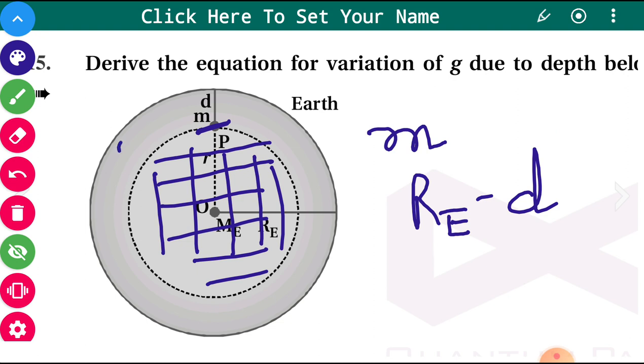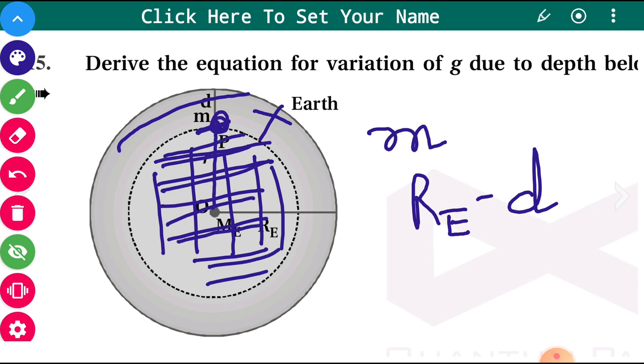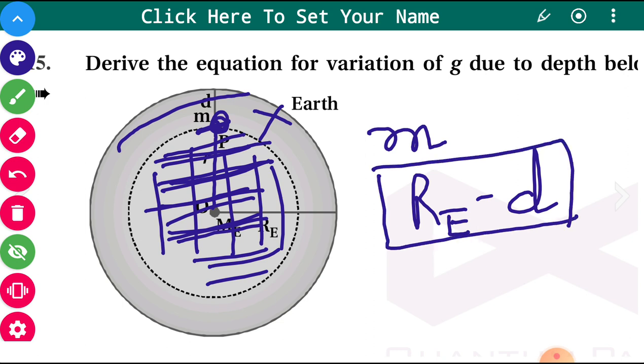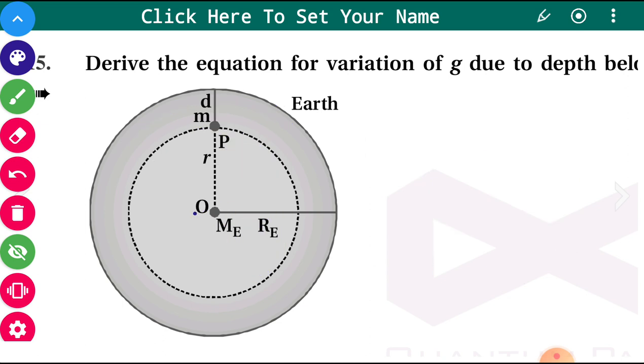The outer shell is not considered when we talk about the force acting on this mass m, because the downward material which is below the object is going to exert the force on it. Okay. Another thing, the distance of the object from the center of the earth is RE minus D.